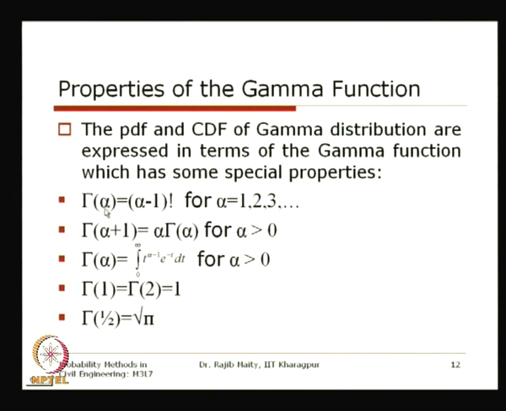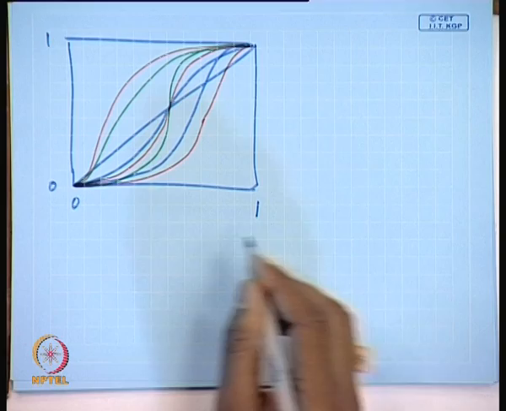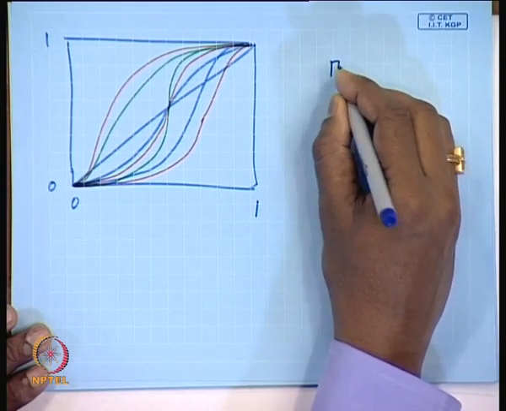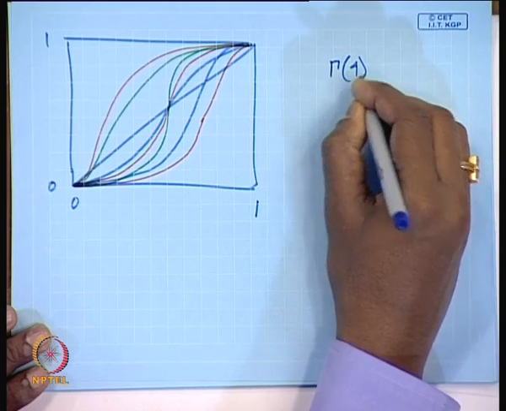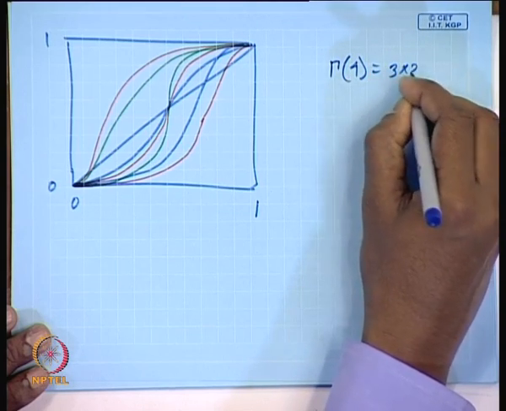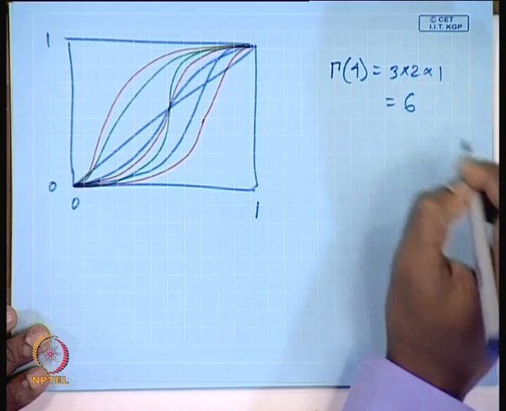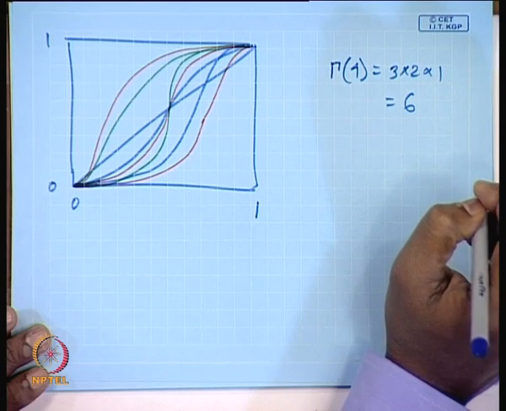The first form is that gamma alpha is equal to alpha minus 1 factorial, for alpha equal to 1, 2, 3. When alpha is an integer value, the value of this gamma function is equal to alpha minus 1 factorial. A simple example is gamma 4, which equals 3 multiplied by 2 multiplied by 1, which is equal to 6.